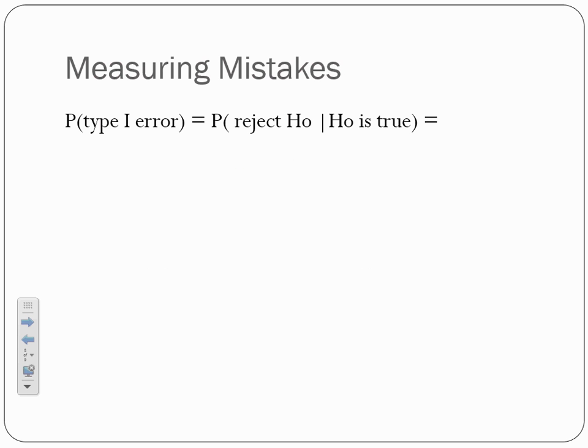Measuring mistakes. So the probability that we have a type 1 error, in other words, the probability we reject H0 when the null is true. So the probability we reject the null when it is actually true, that's the alpha level, right? That's our significance level, our cutoff level. We've been talking about that throughout this particular unit.